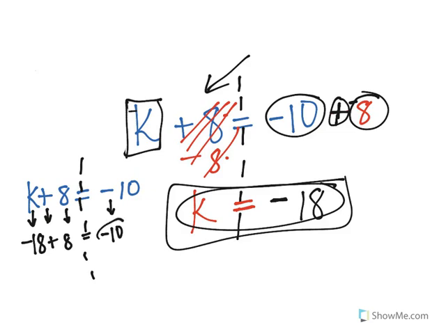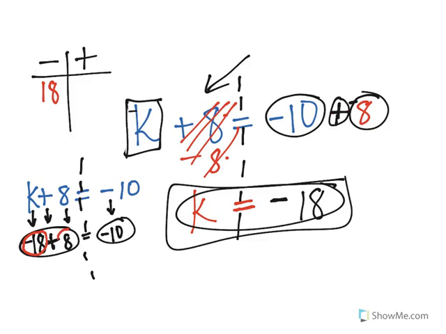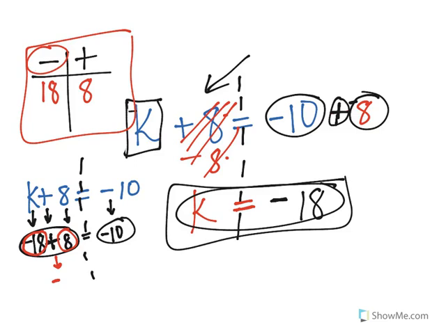Let's check. On this side, I know I have negative 10. I wonder what I have on this side. I have negative 18 plus 8. So I'm going to use the scoreboard, negative versus positive, because I'm adding. The 18 is negative, and the 8 is positive. Now, let's look at the scoreboard. Which team scored the most points? The negative team. So I'm going to put a negative sign.